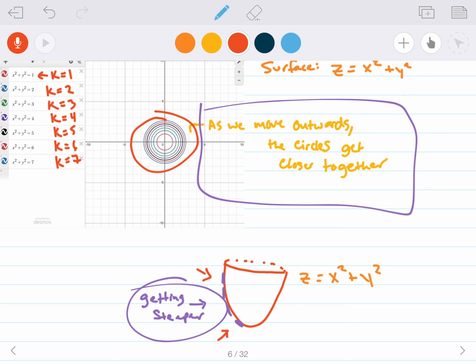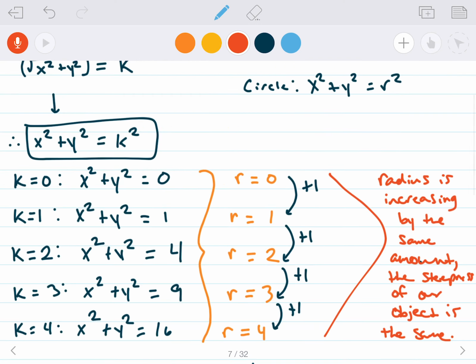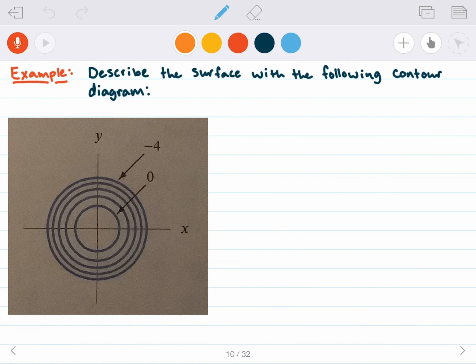Basically, the steepness is changing, right? So for this example, we want to describe the surface with the following contour diagram. Keep in mind that what this contour diagram is telling us is what shape is made with the XY plane as we move along the Z-axis. So right here, this is Z equals 0. And right here, this is Z equals -4.